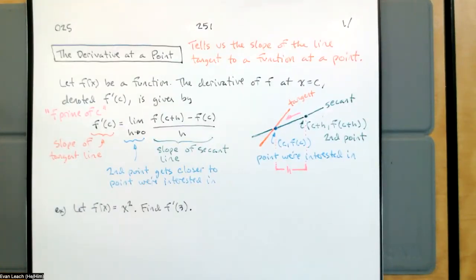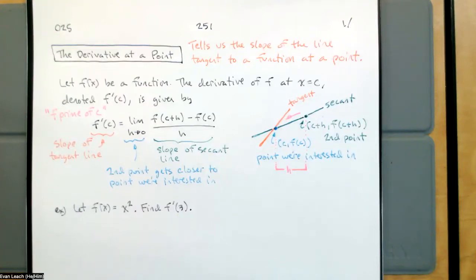Today, we want to introduce the idea that we secretly introduced yesterday. That is the derivative of a function at a point. The derivative at a point is going to tell us the slope of the line tangent to a function at a given point. This derivative business is a local thing. It's something that happens at a point. I want to find the slope of the line tangent to the function at a point.